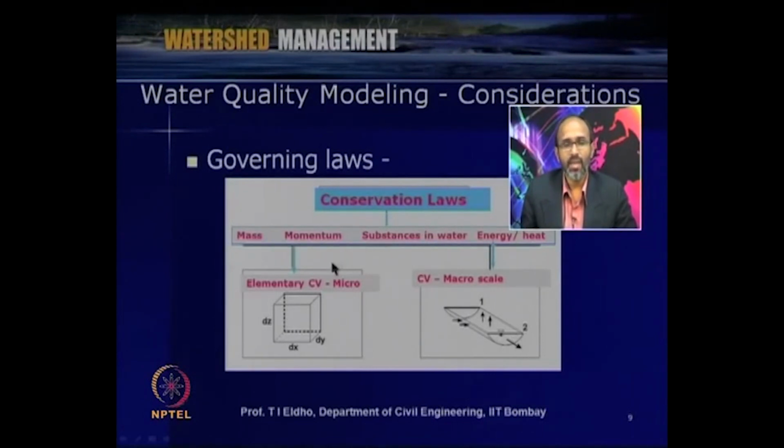When we are trying to develop the mathematical models, we can consider either micro scale or macro scale. At the micro scale, like an elementary control volume, we can consider a control volume of size dx into dy into dz. Or it can be on macro scale, like a section between two sections within a river or within a pond or lake. So the control volume can be elementary size, or it can be macro scale.